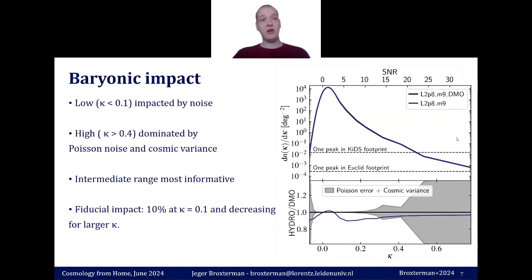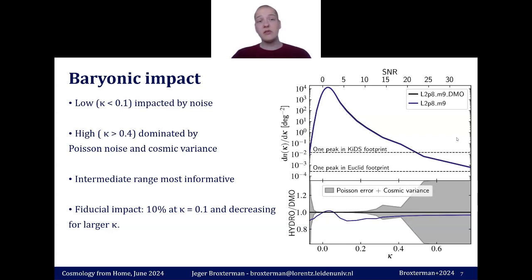So, for example, the fiducial baryonic impact of FLAMINGO is shown in this figure. This figure shows two curves. The purple curve shows the L2p8_m9, which is the fiducial baryonic FLAMINGO signal, and the black curve is the corresponding signal as measured in a dark matter only run, so without any baryonic physics. And the bottom panel shows the ratio of the hydrodynamical to the dark matter only signal.